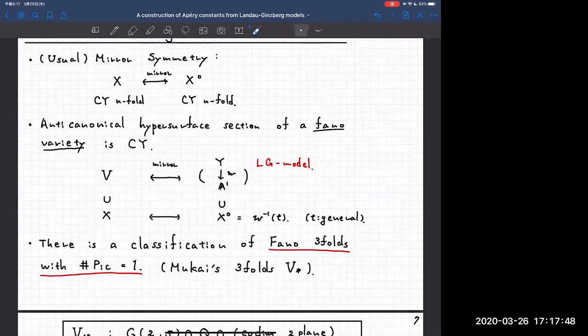So the picture is like this. If we have a Fano variety V, then we obtain a conjectural mirror object, which is a quasi-projective variety Y over A^1 with a superpotential W. With some conditions, it is called the Landau-Ginzburg model. And if we consider the hypersurface section X inside of this original Fano, then it should be mirror to the general fiber of the Landau-Ginzburg model.